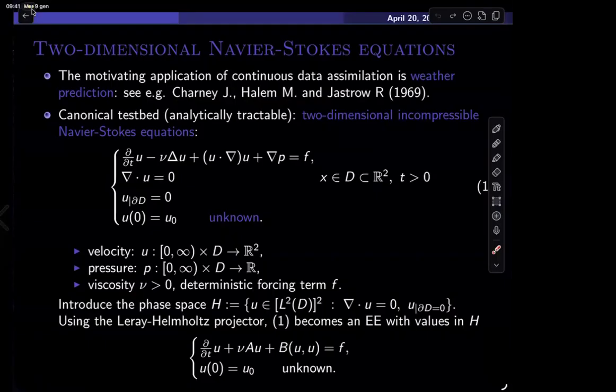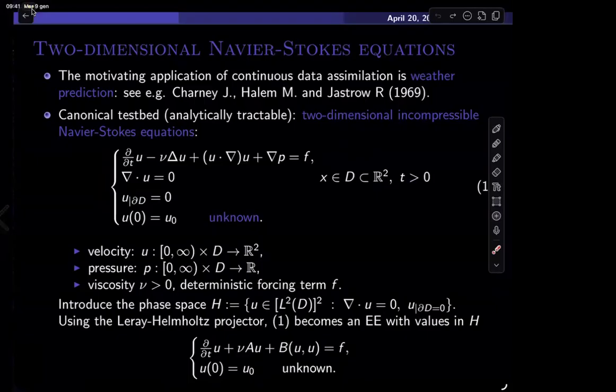And somehow, Azouani, Olson, and Titi formalized this idea by considering the two-dimensional incompressible Navier-Stokes equation, which is not exactly the model that you use for weather prediction, but somehow it's related, and in particular, it is analytically tractable, so you have well-posedness of this equation, and so you can implement formally this data assimilation algorithm. So they consider the two-dimensional incompressible Navier-Stokes equation that I briefly recall here.